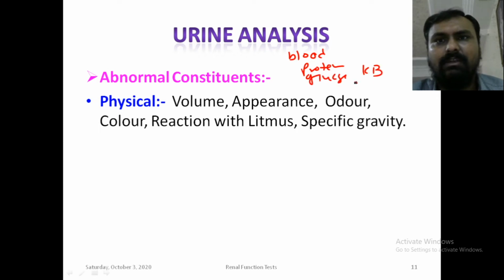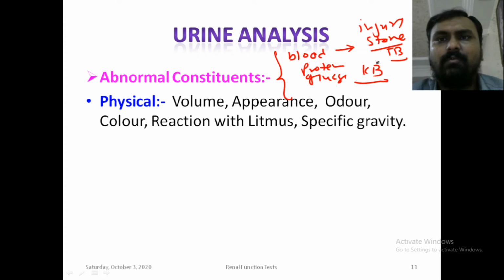Because all these are ketone bodies, these are abnormal substances that can be present in urine. Like blood is present, that is suggestive of any injury or stone, right? Or there is TB, tuberculosis. So all are causes of blood in the urine. Okay, hematuria, that is acute injury, the most common cause. Then protein is suggestive of nephrotic syndrome. Glucose and ketone bodies are suggestive of diabetes mellitus.